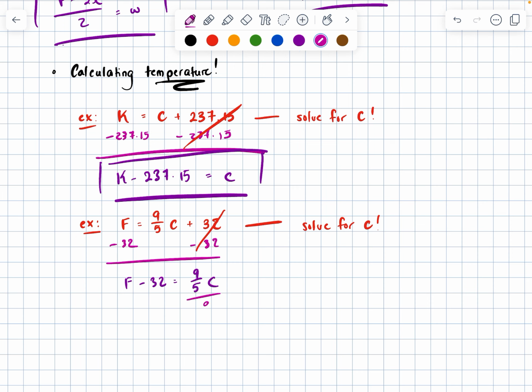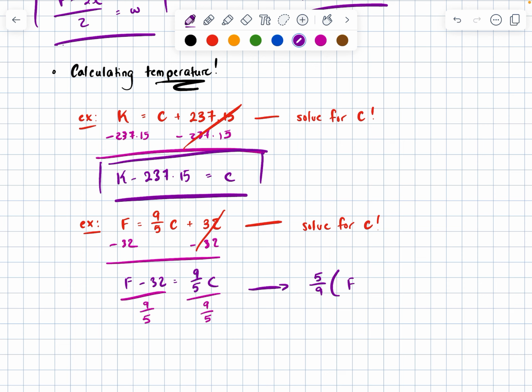All I need to do now is divide both sides by 9/5. A cheat code, by the way, when I'm dividing fractions. Remember that division is the same as multiplication by the reciprocal. So instead of thinking of F minus 32 as being divided by 9/5, I'm going to think instead as multiplying by the reciprocal of 9/5, which is 5/9.